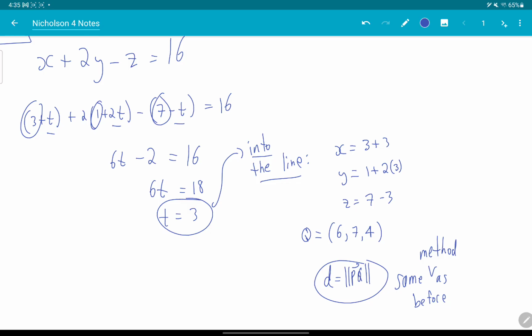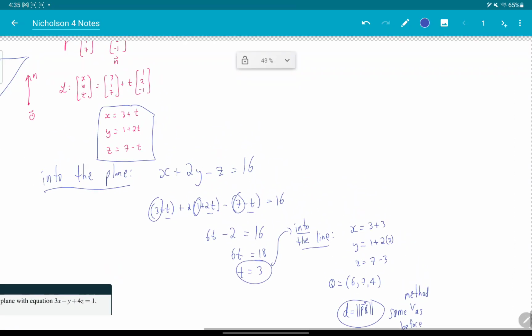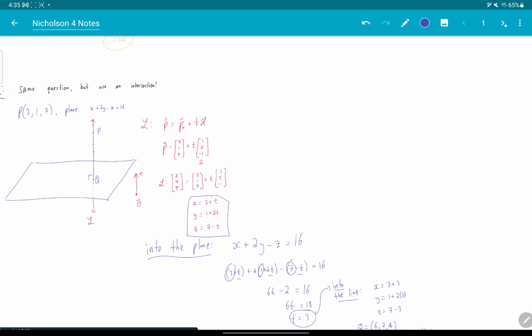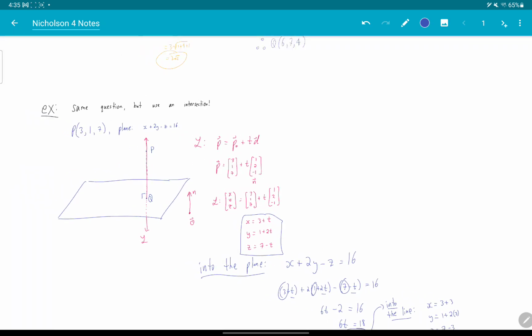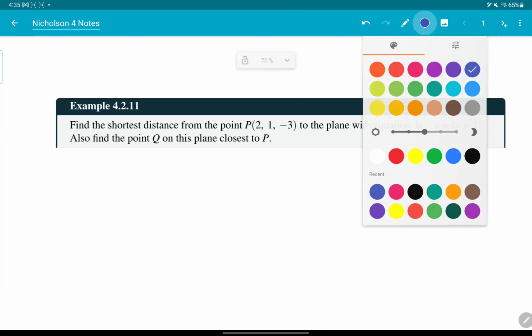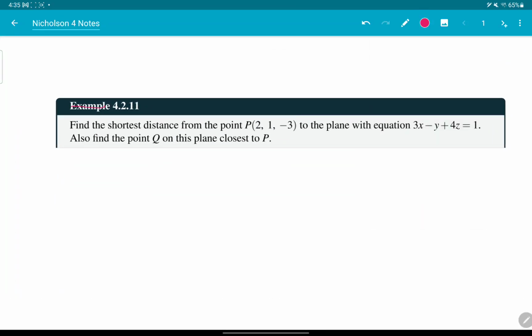Okay, so intersections. To find the intersection point, to find the point closest. So I have given you 2 methods to solve this type of problem, and you can use whichever you want. For this one here, this is an exercise, but it is an example in the book, so you can check your answer and check there's a solution in the book.